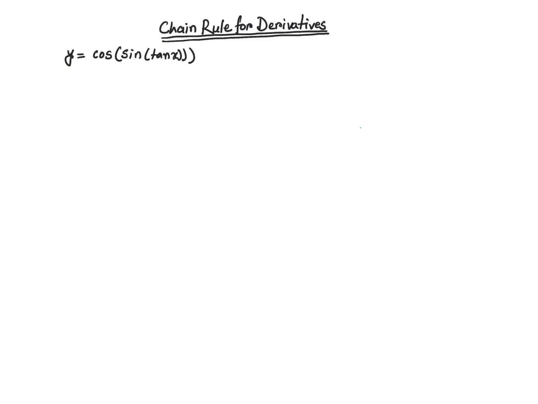In this video, I am going to use the chain rule repeatedly to find the derivative of this function, cosine of sine of tangent of x. So this is just a repeated application of chain rule to trig functions. So let's show you how it happens.